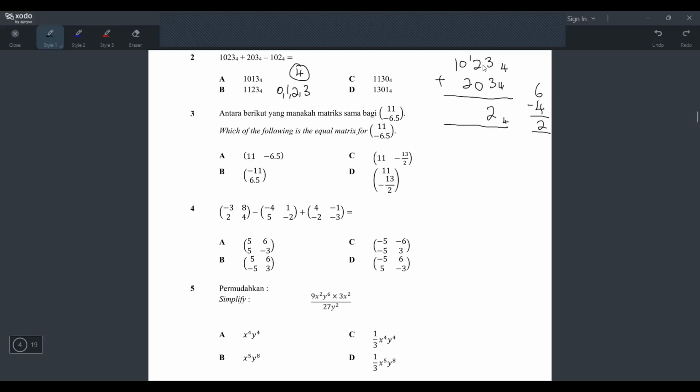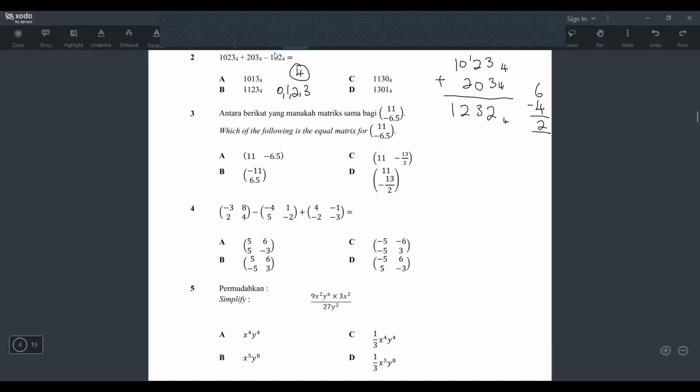1 plus 2, 3. 3 plus 0, 3. So you write 3. You can write 3 because base 4 can have 3. And then what about 0 plus 2? 0 plus 2 is 2, no problem. And then 1, you just bring it down. Right? So this is your answer, but not the final answer yet.